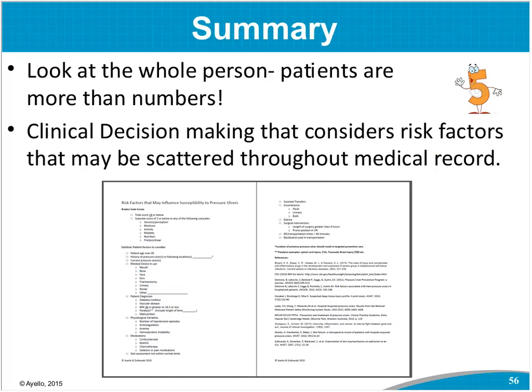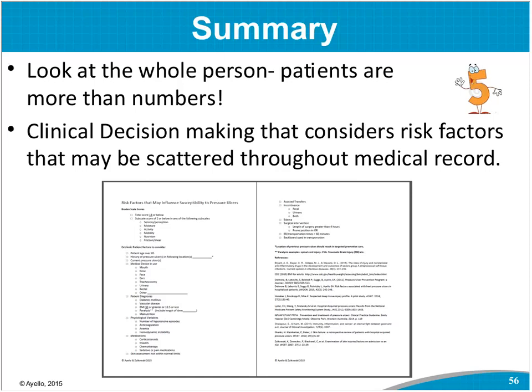So in summary, always look at the whole person. They're more than numbers. Again, I want to emphasize that the risk factors that we put together on that little checklist for you is not a tool. It's just a visual representation of factors and things that we think about, gleaned from the literature, that have found that when they are present, people have a higher risk of pressure ulcers.